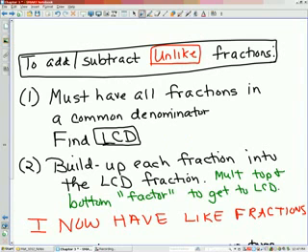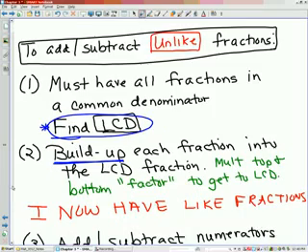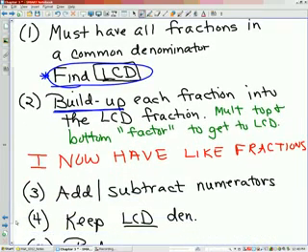Now we're ready to start looking at the directions for how to add and subtract unlike fractions. First of all, fractions must be in a common denominator. So if they're not in a common denominator, our first order of business will be to find the LCD. And then we will build up each fraction into this LCD by multiplying by that factor that you get when you divide the denominators.